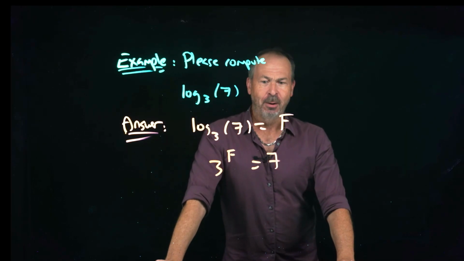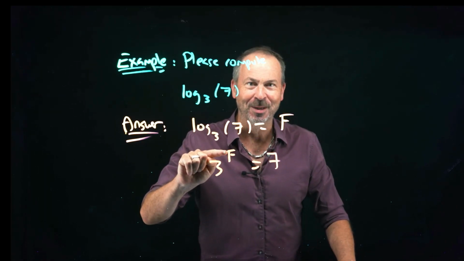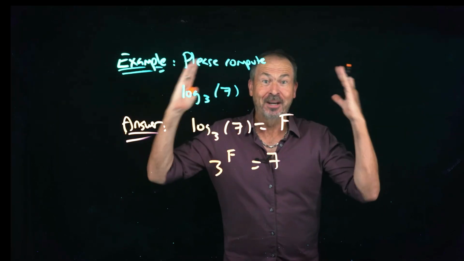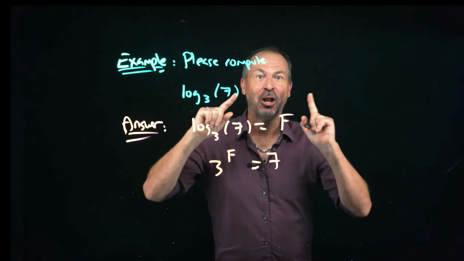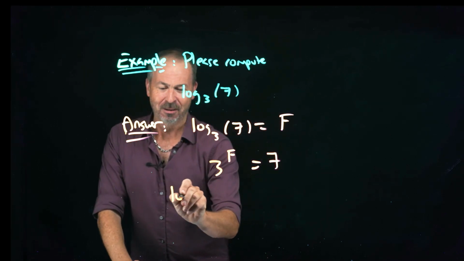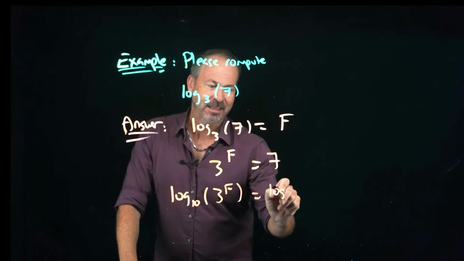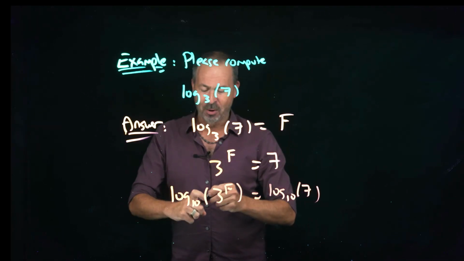All right, how am I going to figure out what f is in an equation like that? Because my f is stuck upstairs. Well, the answer is hit it with a log. And what log can I hit it with? So I can use my calculator? Log base 10. Let's hit this with a log base 10. So log base 10, I'll write the 10 this time, of 3 to the f is log base 10 of 7.